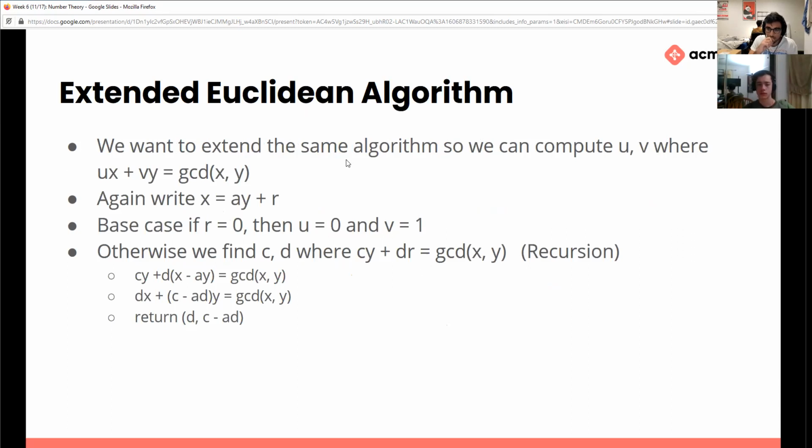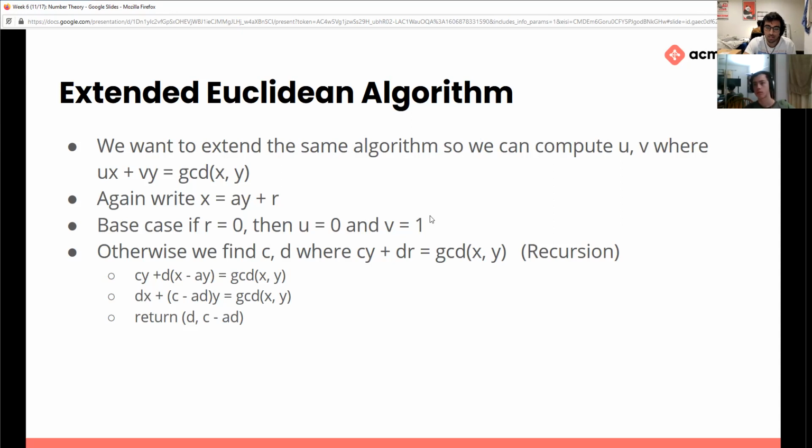Okay, so now we want to extend the Euclidean algorithm, the same algorithm we were using before, to compute u and v such that we have the linear combination that equals the GCD. And the way we do that is basically the same way, right? We again write x equals a y plus r, and we get the base case if r equals 0. Then obviously we know the GCD is y, and we also know that u can be 0 and v can be 1, and then we have the numbers that satisfy the Bezout identity.